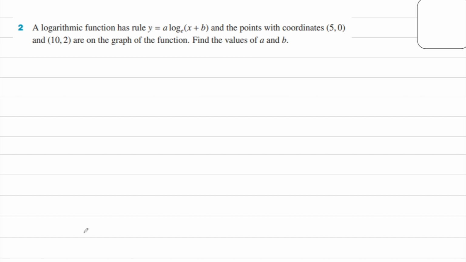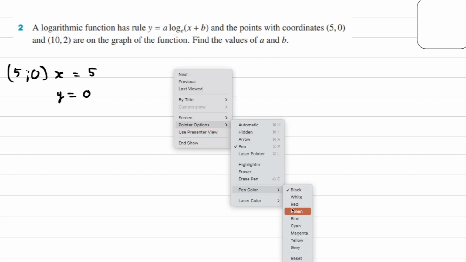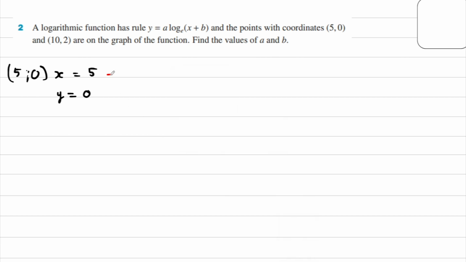(5, 0), (10, 2). (5, 0), what does that mean? It means x equal to 5 and y equal to 0. So substitute x and y into the function here. You got 0 in this position, a logarithm. You got e here, and you got x. What is x? It is 5, and then you got b.